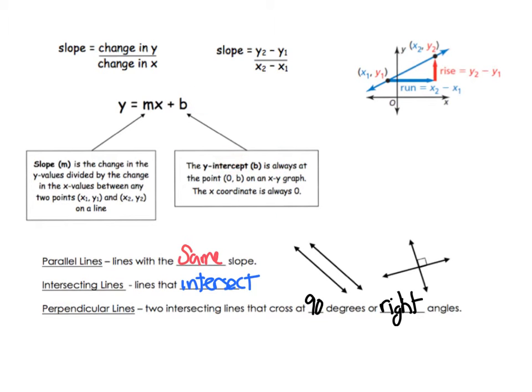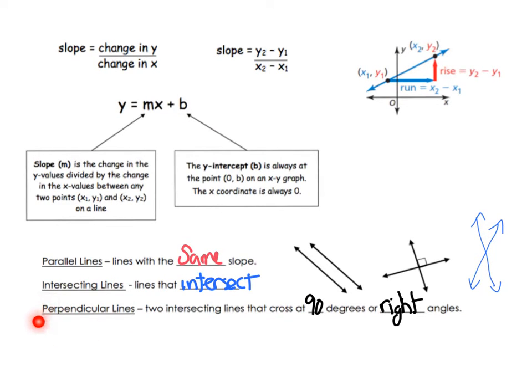y-intercept. Remember, parallel lines are lines that have the same slope, so their slopes are going to be identical. Intersecting lines are simply two lines that intersect. If I draw an example of that, it would look something like this. Nothing really special about intersecting lines. They just intersect at some point.